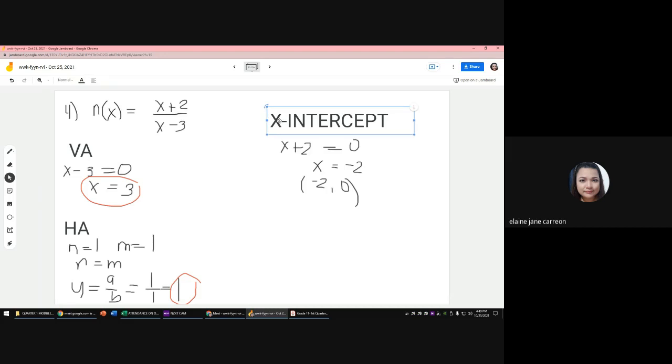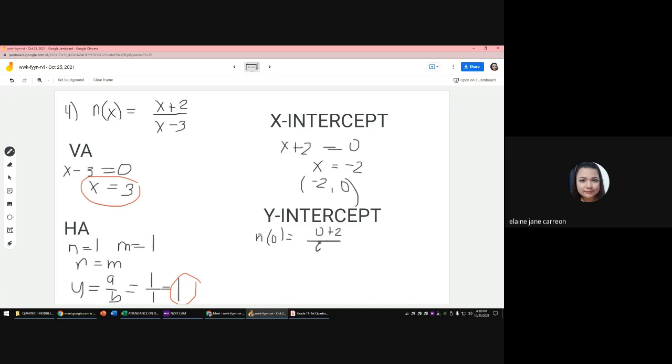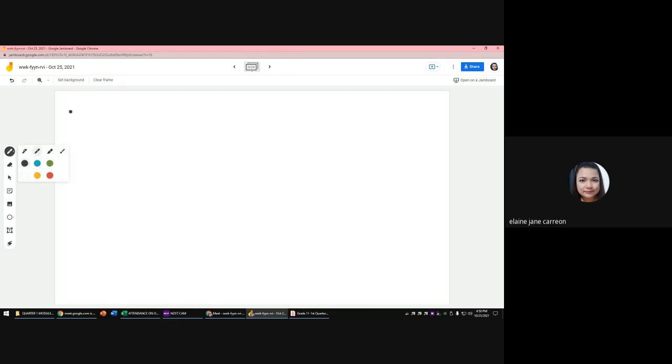Next, for our y-intercept, you make all the x be 0. N of 0 is equal to 0 plus 2 over 0 minus 3 equals 2 over negative 3. And the point is 0, negative 2/3. Okay, that is y-intercept.